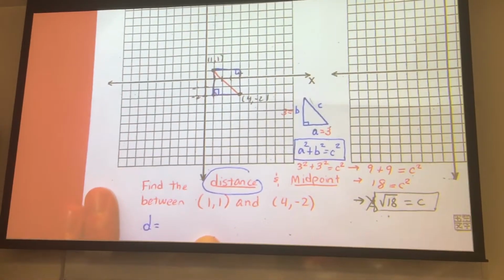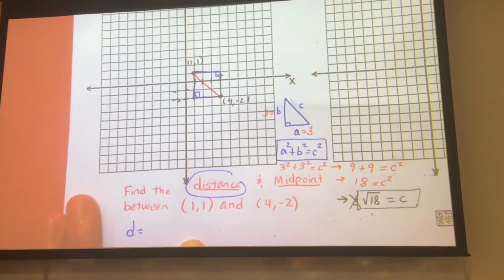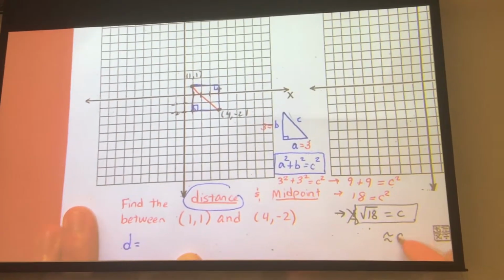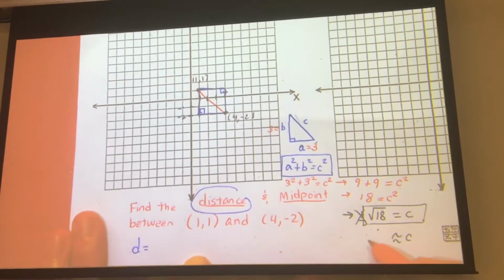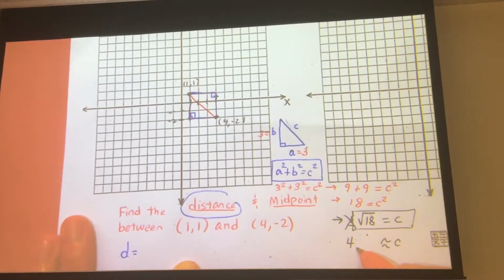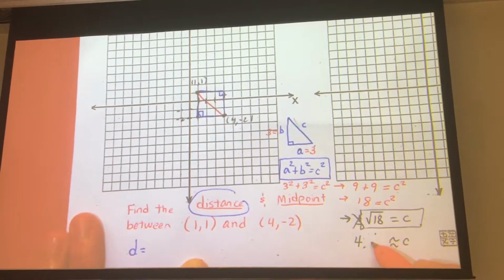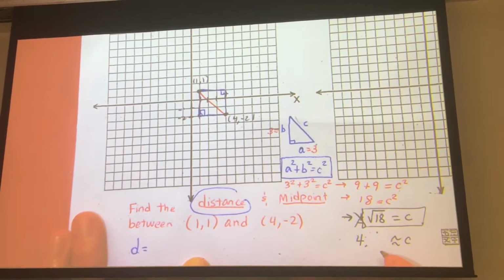You can put it in your calculator right now. What is the square root of 18? Go ahead and type it in. Approximately, what does c give you? 4 point something, right? Square root of 18? Yeah.